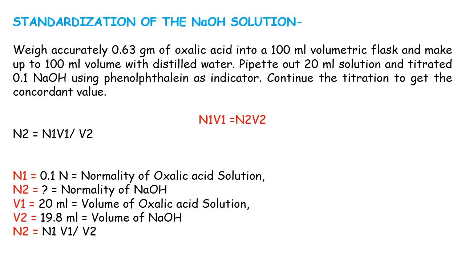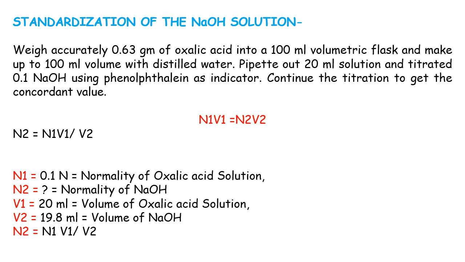Next is standardization of sodium hydroxide solution. Weigh accurately 0.63 grams of oxalic acid into a 100 ml volumetric flask and make up to 100 ml volume with distilled water. Then pipette out 20 ml solution and titrate it with 0.1 normal sodium hydroxide by using phenolphthalein as an indicator. Continue the titration to get the concordant values.